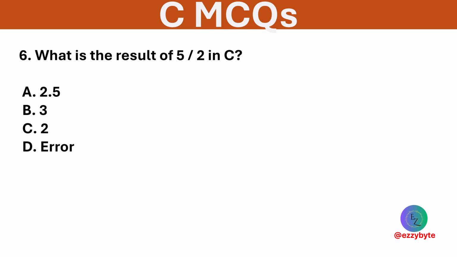What is the result of 5 by 2 in C? Options are 2.5, 3, 2, and error. Option C is correct. Integer division discards the decimal, so 5 divided by 2 is 2.